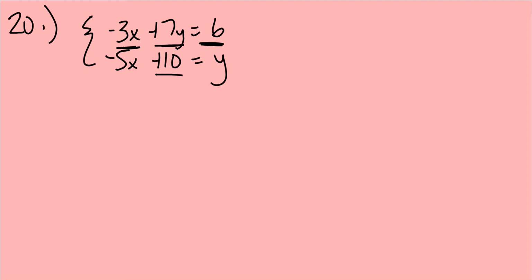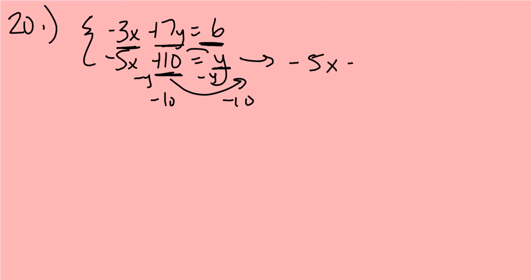It's the bottom equation. I want this 10 to move to the right side, so I'm going to minus 10 from both sides. I want the y to move to the left side, so I'm going to minus y from both sides. So the bottom is going to become minus 5x minus y equals negative 10. And the top's going to stay the same because it was already lined up correctly.